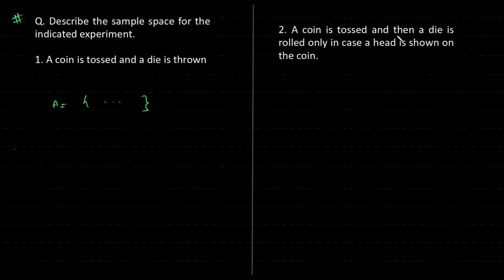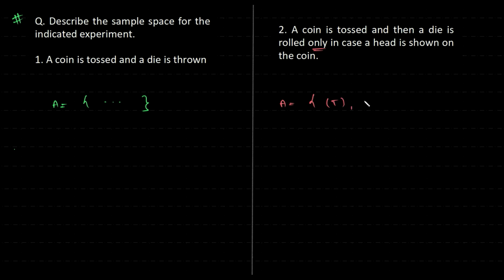A coin is tossed and then a die is rolled only in case a head is shown on the coin. So this is a peculiar case. The first thing is the coin toss. So a coin is tossed and then a die is rolled only in case a head is shown. So if I get a tail, there's nothing that I'll do after this.